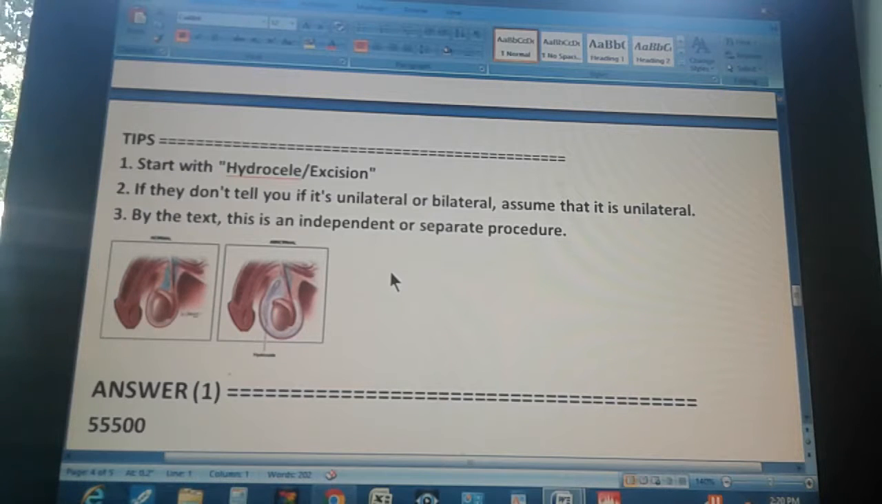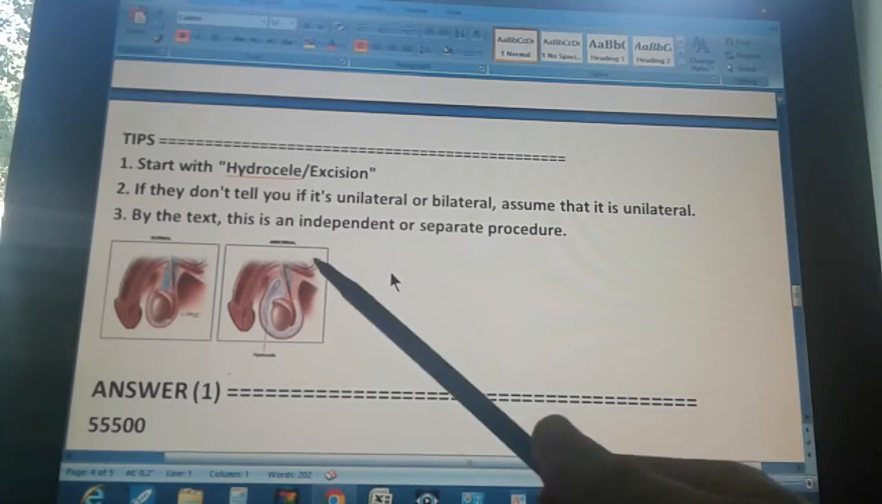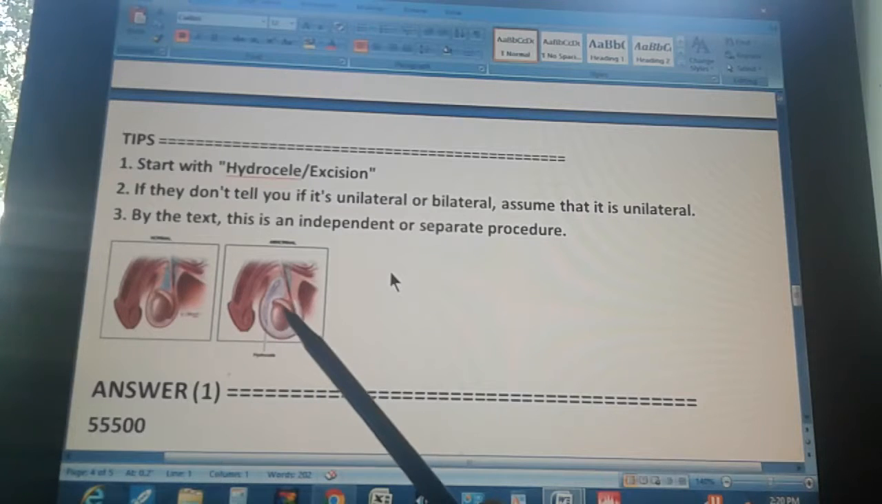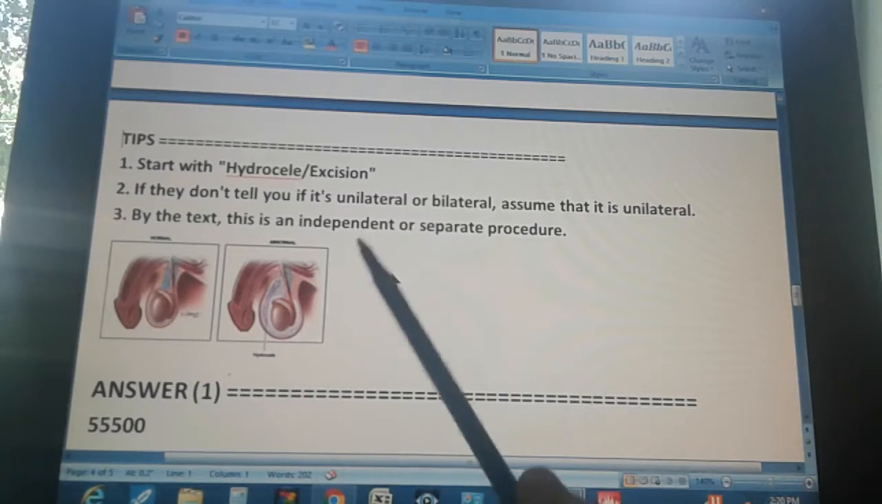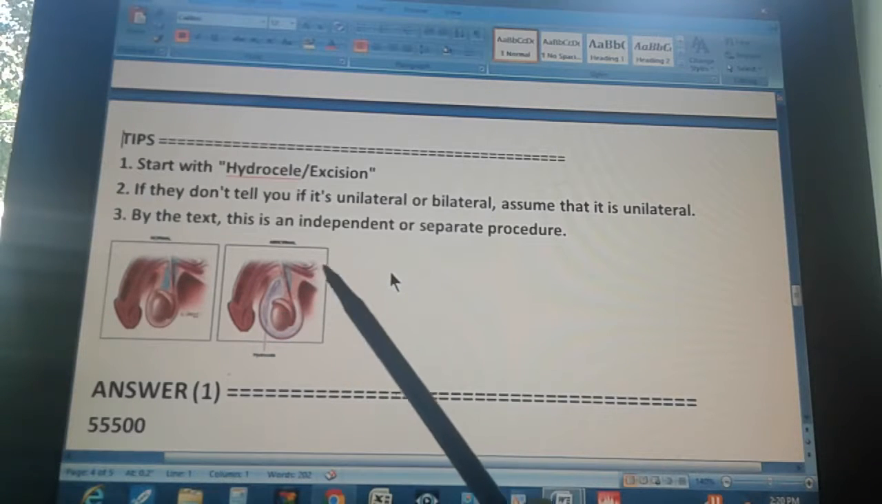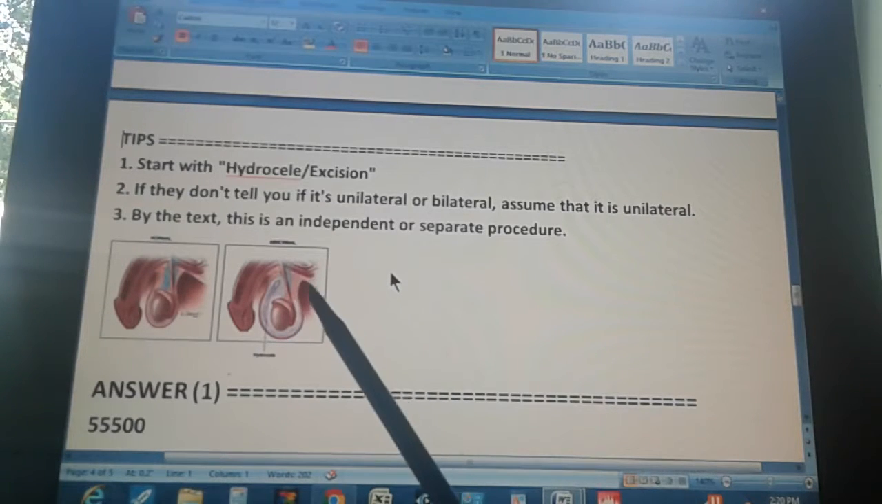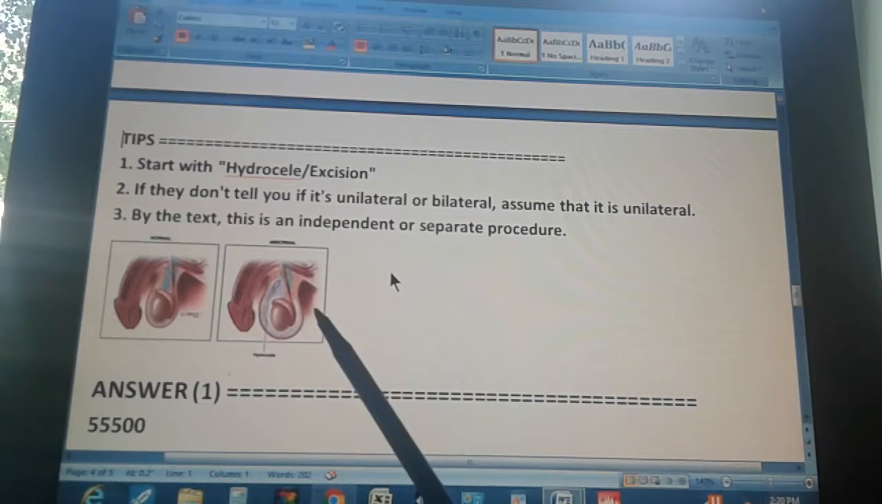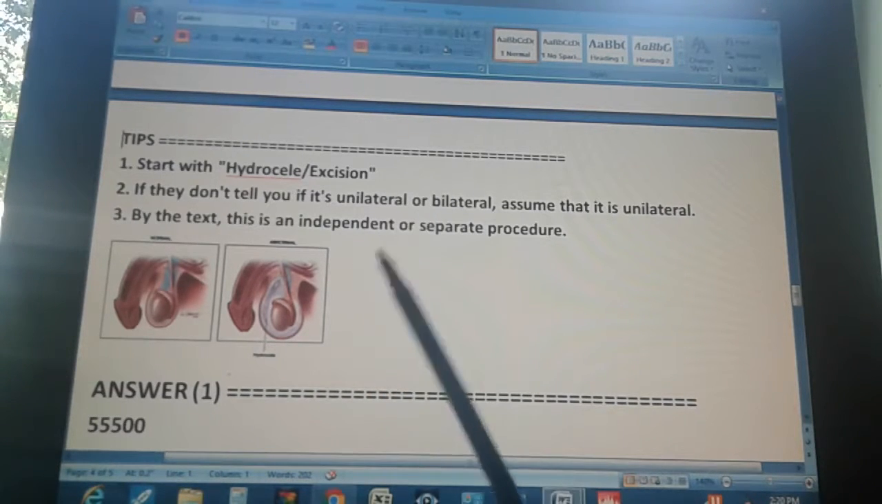And then the second tip. If they don't tell you if it's unilateral or bilateral, assume that it is unilateral. Yeah, right, because the hydrocele involves the testes, and you know it's normal for all males to have two testes. So it could be on just one or on both of them. So it's unilateral or bilateral. If they don't tell you, you have to assume that it's unilateral, only one. If it's bilateral, they have to say bilateral. So the default is unilateral.